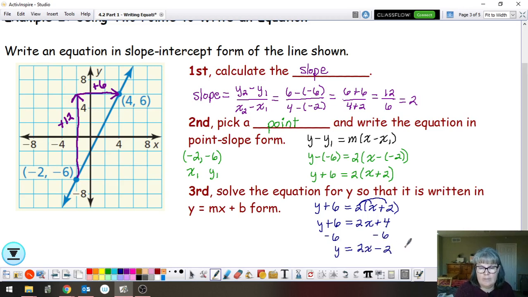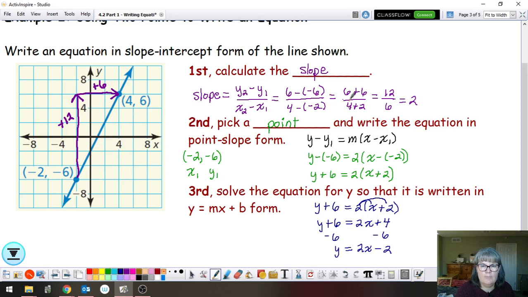And let's compare our equation with the graph. We know that the slope is supposed to be 2. We calculated it both by the formula and counting it on the graph. This equation says my y-intercept should be minus 2. If I look at my graph and remember that my scale is by 2's, my line does go through negative 2 on the y-axis. So we have done our work correctly.